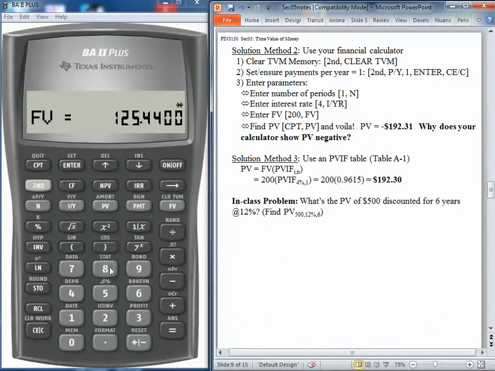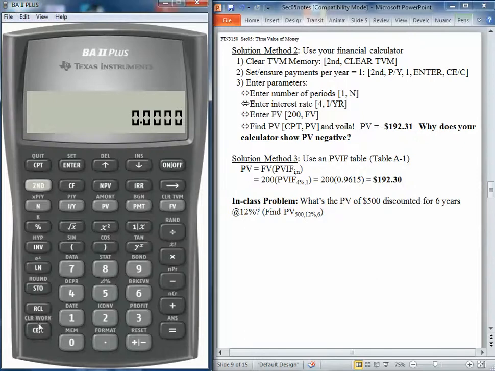Let's use the calculator to solve this same problem. So I'm going to first clear time value of money, make sure that my registry is clear. My payments per year are set at 1, so I'm not too concerned about this function at this point, but it will be more important in the future as we start to use that function.